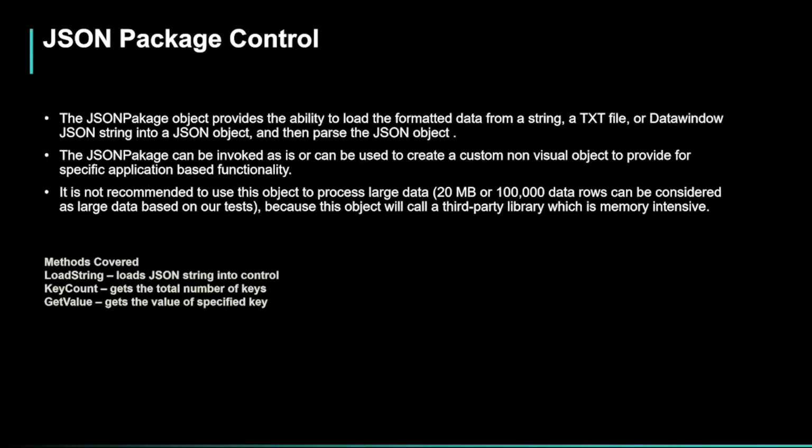JSON package control is very similar. Again, it gives you the ability to load a JSON string and then parse through that information and pull out data. Same sort of caveat, you don't want to use this for large amounts of data. In the data window, we're going to be taking a look at importing the JSON, and there's 2 main methods to do that. So let's go on with our demo.